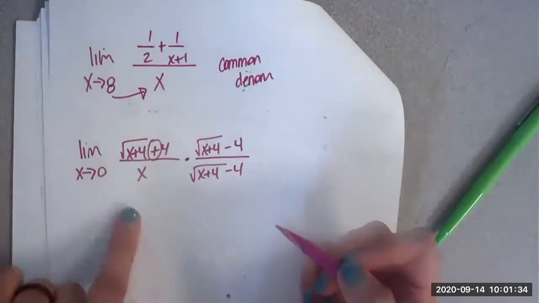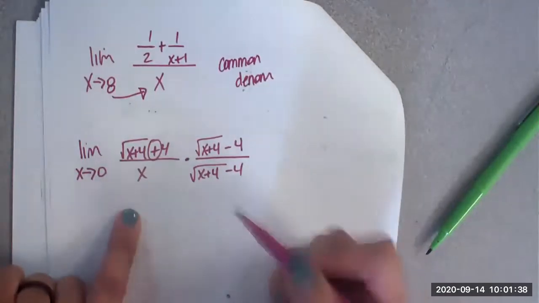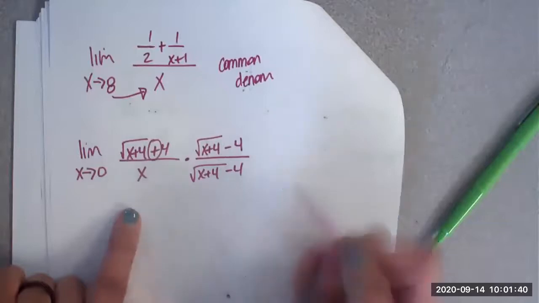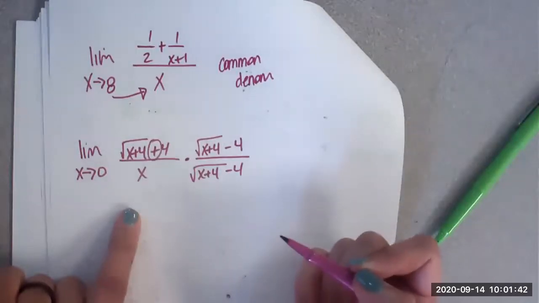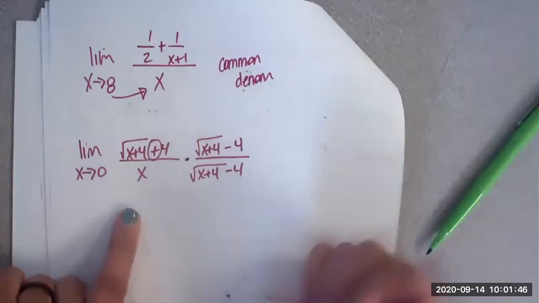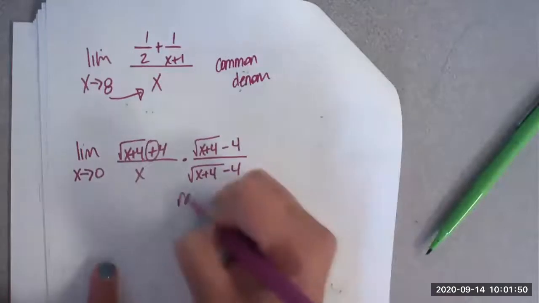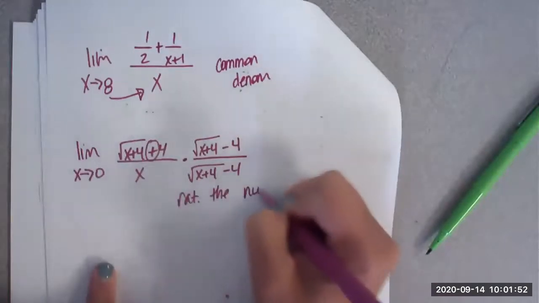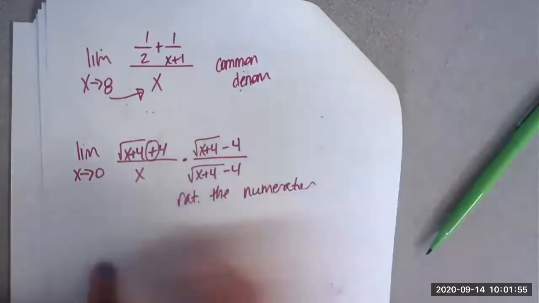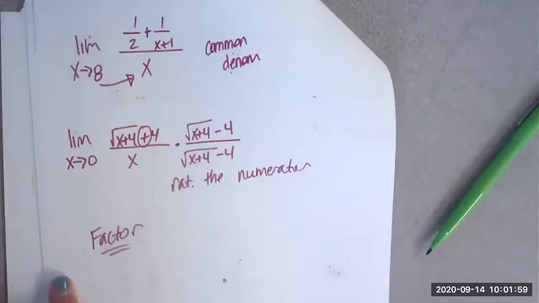One thing that might happen on one of your homework problems, if after you've done all of that, you still get a 0 on the bottom, your answer does not exist, okay? You try to do all this and see if it works. If it still doesn't work, it does not exist, okay? And don't forget the other, this was called Rationalize the Numerator. And then the third thing that we try when we can't substitute is to factor, okay?